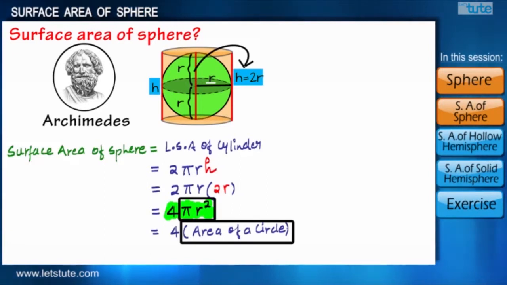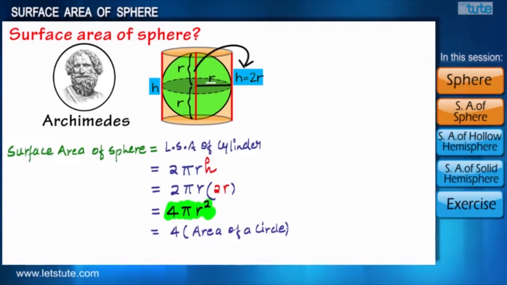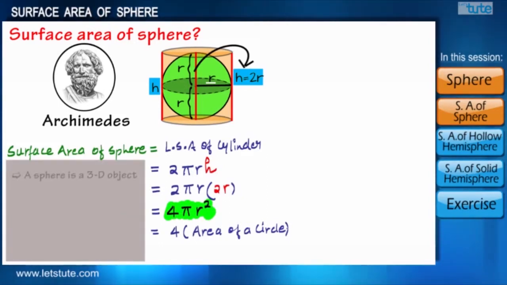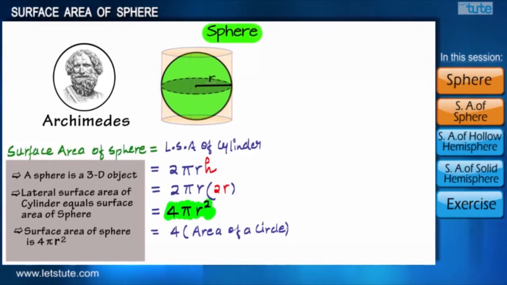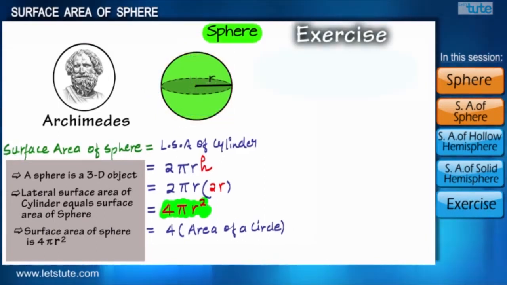Right? Okay, so let's see what we have learned till now. We learned that a sphere is a three-dimensional object and the lateral surface area of a cylinder is equal to the surface area of a sphere, which is calculated by the formula 4 pi r squared, which we also say is 4 times the area of a circle. So let's move a step ahead and try out an exercise.